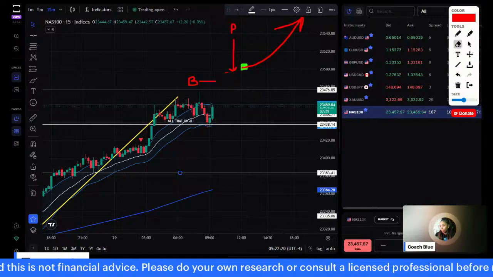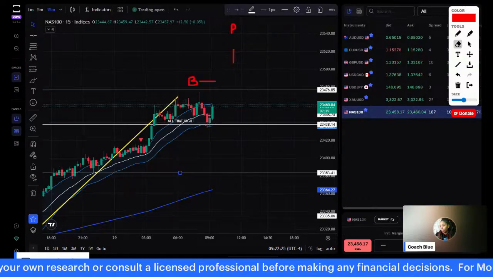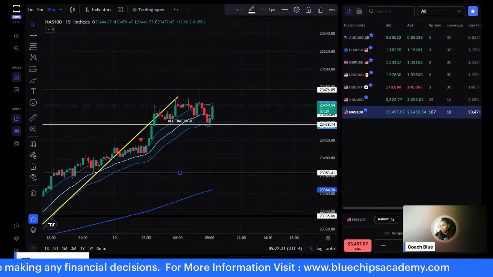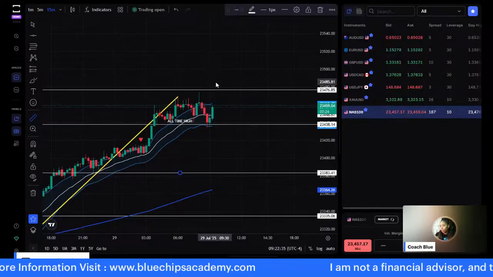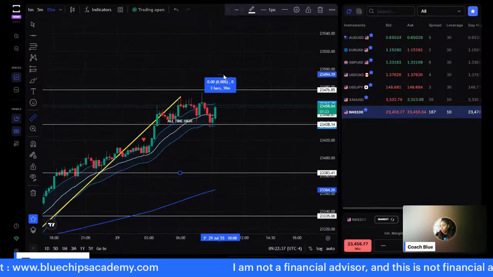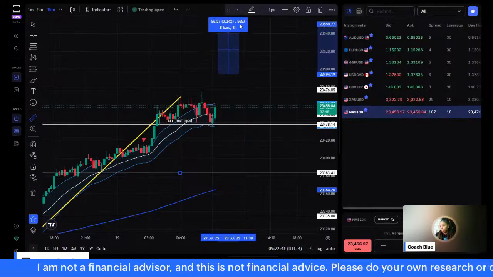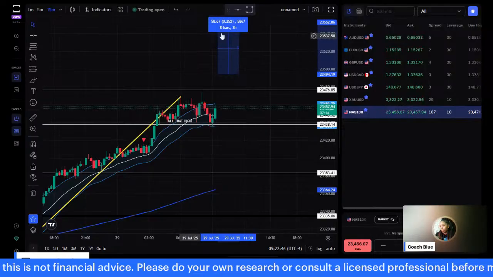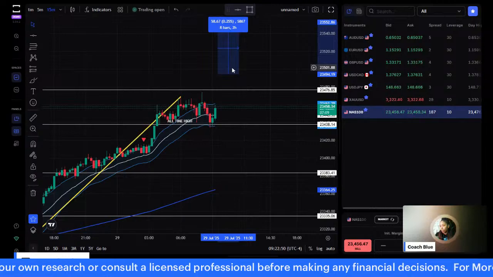Okay, so we're gonna aim for maybe like a 0.25. So how do we know that? We're gonna grab our measurement tool here, right? Let's say we enter somewhere here, so we take it up to about 0.25, which is about right there. That's our movement. Okay, about 0.25. So that's about 586 pips.